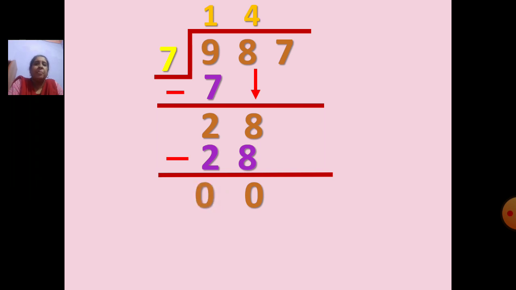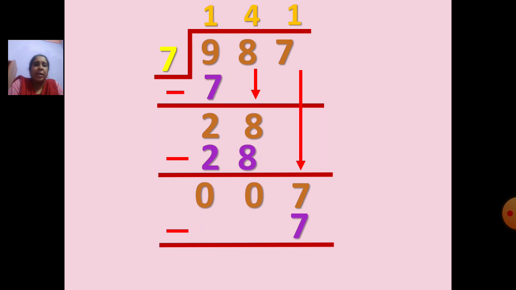Now which is the next number? 7. You will bring 7 down. Now in the table of 7, when you get 7, 7 ones are 7. So you will write 1 up, 7 down. Okay. You will draw the line, put the sign of minus. 7 minus 7 is how much? 0. Now what answer do you get here? 141.